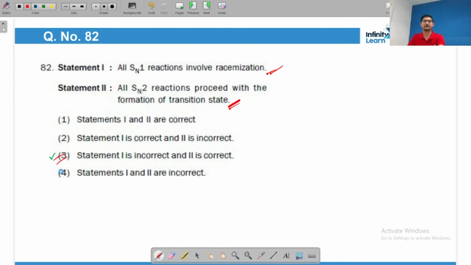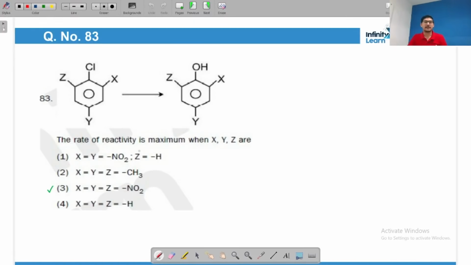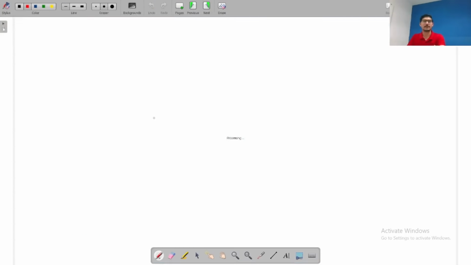Okay, guys. The rate of reactivity is maximum when X, Y, Z are... Okay, so this is chloride being replaced by hydroxide. So this is SNAr, substitution nucleophilic aromatic. The intermediate is a carbanion, right? So we should have an electron withdrawing group on ortho and para positions, and NO2 is the most powerful electron withdrawing group here. So this situation will give rise to the formation of the most stable intermediate. So this will be the maximum reactivity.